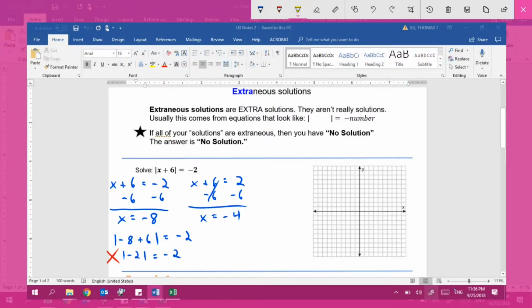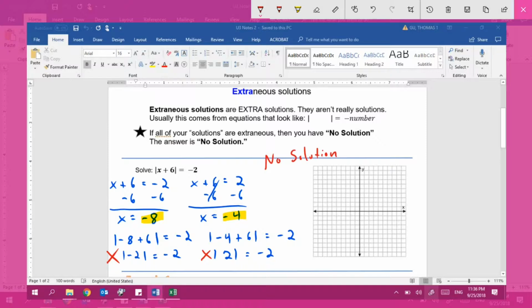Well, let's try our other solution then. We also found that x equals -4. Maybe that one's going to work. Let's see. Absolute value of -4 plus 6 equals -2. What's -4 plus 6? That's going to be +2 equals -2. And does the absolute value of +2 equal -2? No, it doesn't. You can't get a negative number from outside the absolute value. That just doesn't make sense. So we can see here we have two extraneous solutions. All our solutions are extraneous, which means my answer is actually going to be no solution.